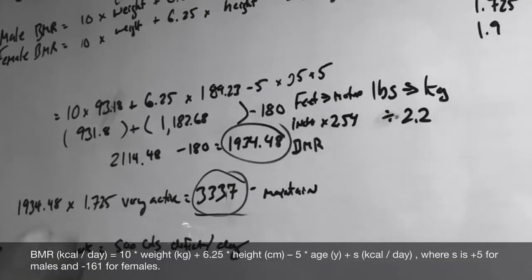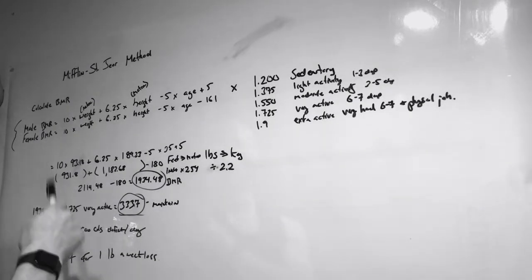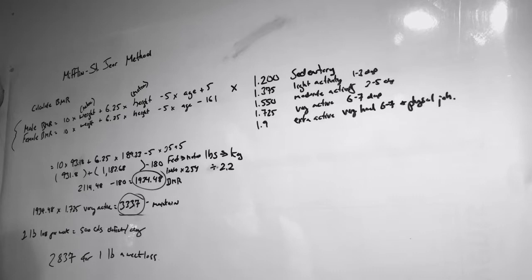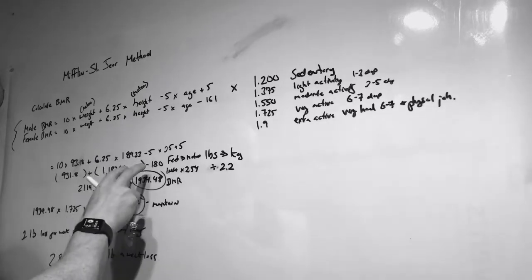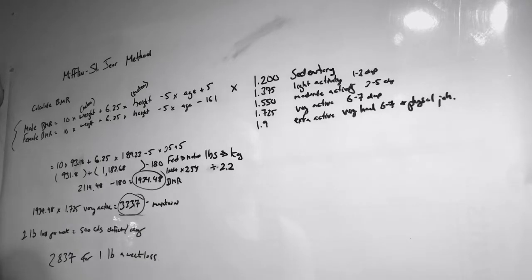Multiply 10 by 93.18, you get 931.8. Now, multiply 6.25 by 189.23, you're going to get 1,182.68. Then we're going to multiply 5 by 35 to give me 175. I'm going to add 5, 180. So now we have all our values.